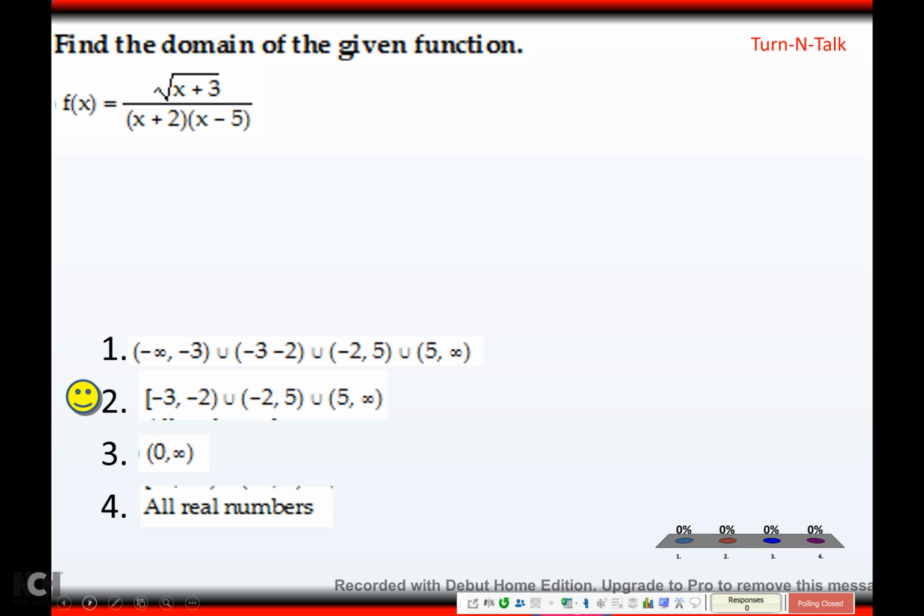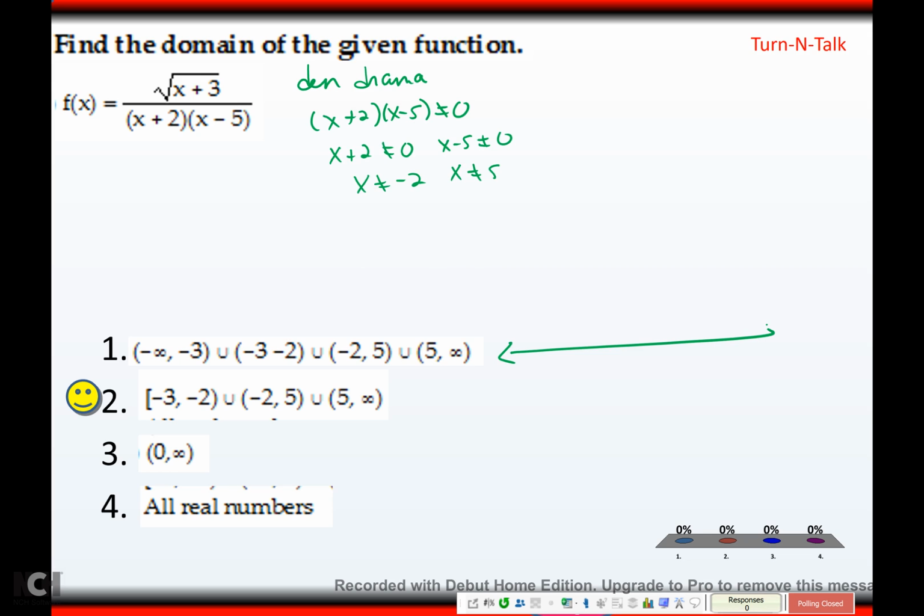And hopefully you got 2. Alright, we've got denominator drama. So my denominator drama says, Mr. Denominator, you may never equal 0. So x plus 2 may never equal 0. X minus 5 may never equal 0. So x may never equal negative 2, and x may never equal 5. So on my number line, negative 2 is going to get jumped, 5 is going to get jumped, but everything else is welcome.